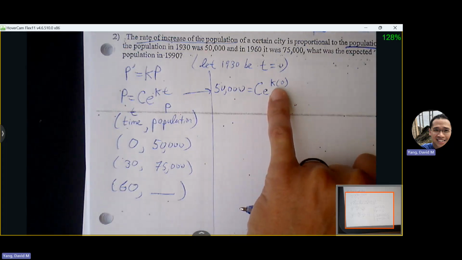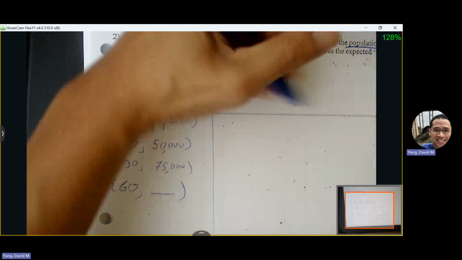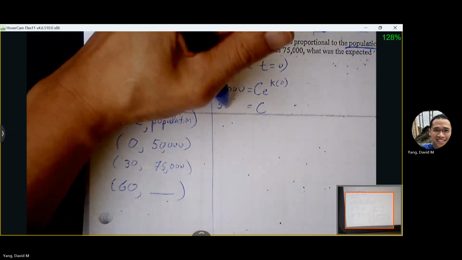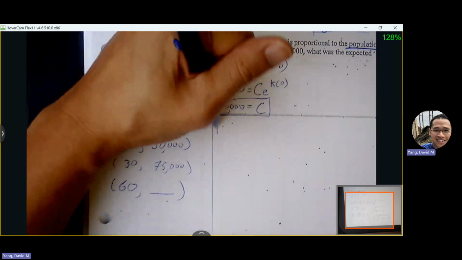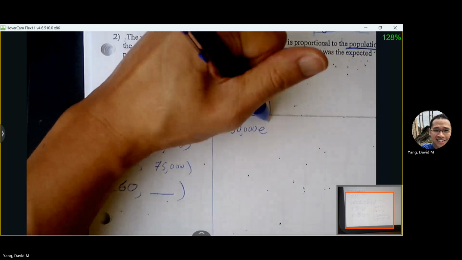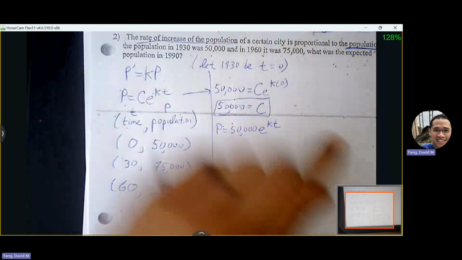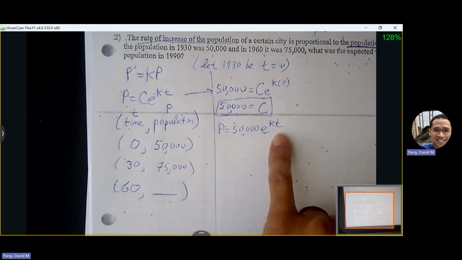What's e to the k times, well, k times 0 is 0. What's e to the 0? 1. So my C is just 50,000. So I have that. I'm going to update my equation. And now I'm going to continue with my second ordered pair. And this should help us solve for K.